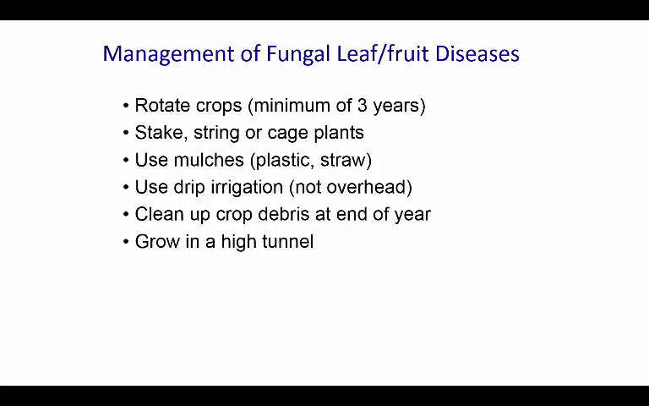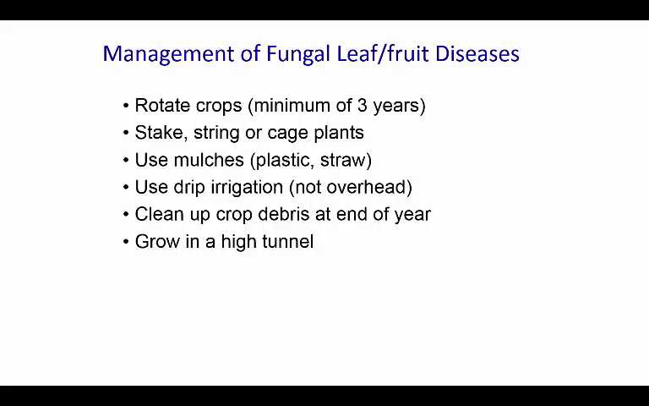So let's talk about managing those diseases based on their common biology. For all of these, all 3 of those diseases I just showed you, crop rotation is an option. Staking or stringing or caging those tomatoes will help promote airflow and reduce leaf wetness, making the environment less conducive to disease. Using mulches will help prevent spores in the crop debris from splashing up into the plant. Use drip irrigation instead of overhead. This will both save water and reduce the leaf wetness that promotes the disease.